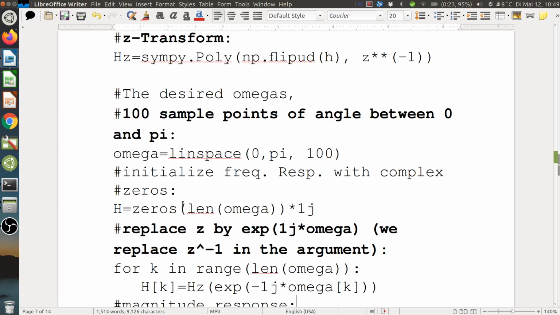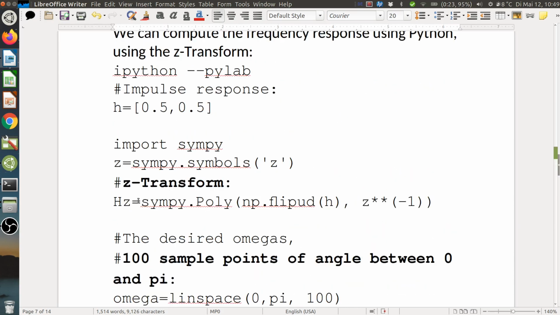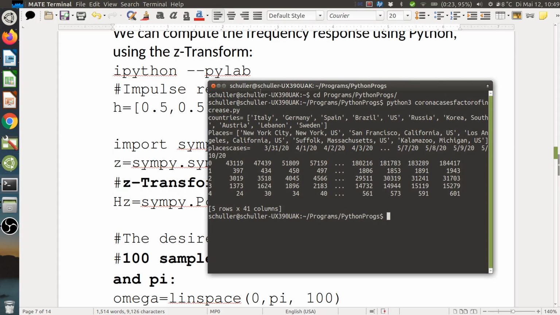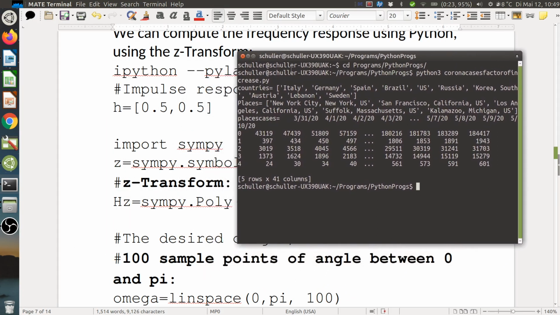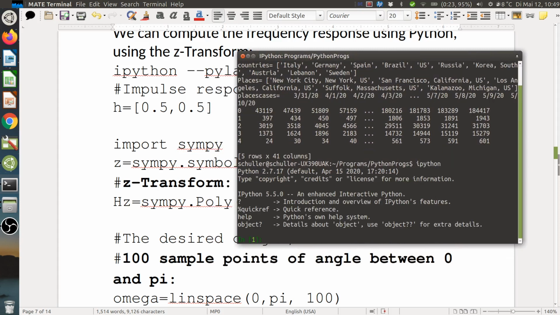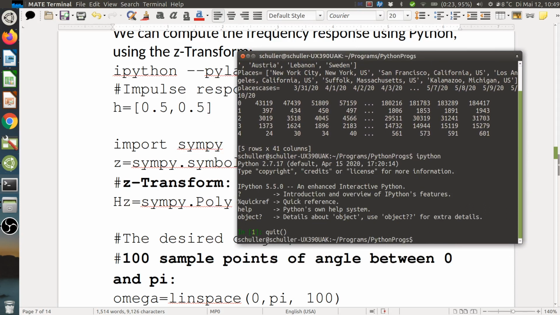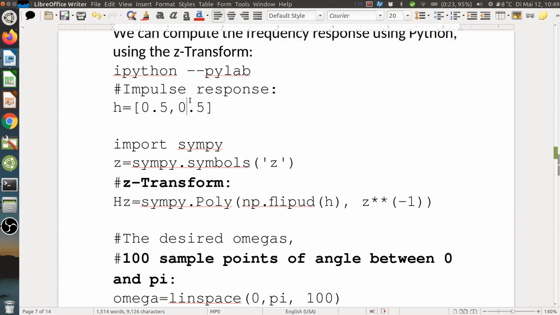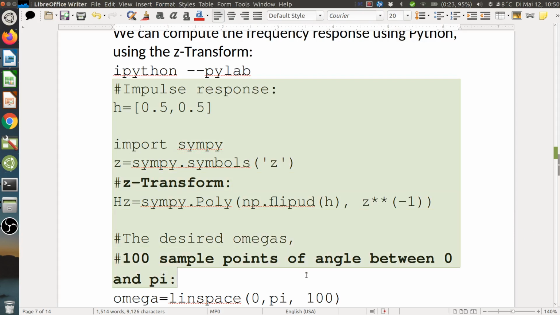And before I show you the result, I want to actually show it in my little terminal window here. So let me start with IPython. Nope, I wanted to have IPython minus pylab. And then simply copy and paste. So up to there, copy.